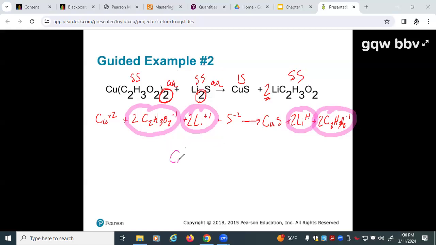I had copper ion that reacted with sulfide ion to make copper 2 sulfide. The substances here at the beginning are different from the ones at the end. These ones were dissolved in water. These ones are not. That's the difference. That's how we know something happened, that something reacted.